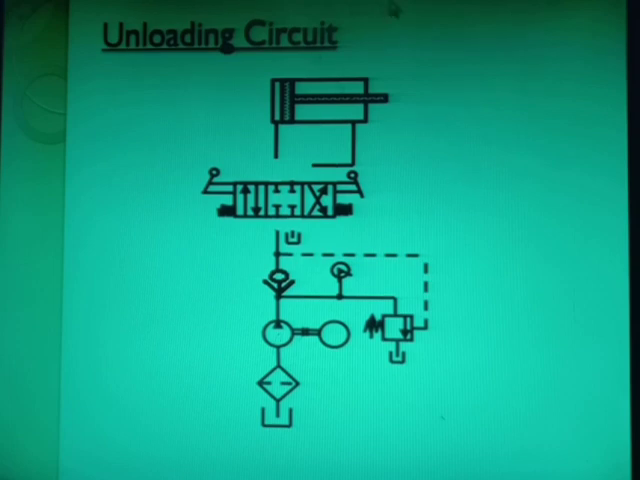Where is this unloading circuit used? Suppose one operation is taking place, right? And in that operation your actuator moves from this position to this position. So the actuator has moved from here to here, and you want to stop here at the middle position. In that case you bring the direction control valve to the third position, the central position.